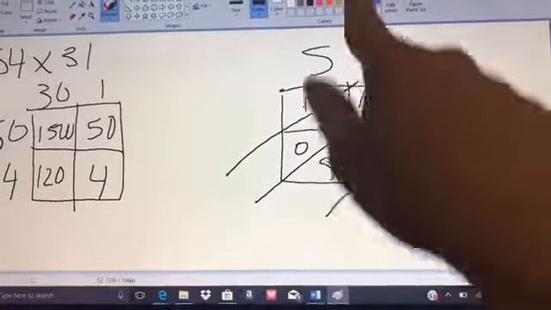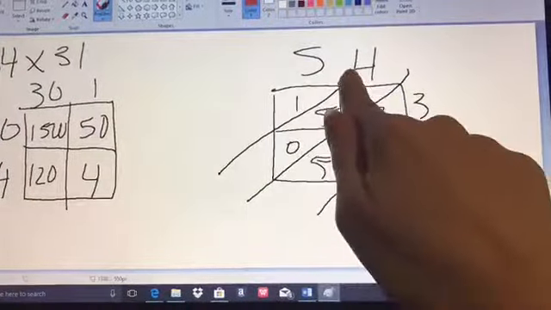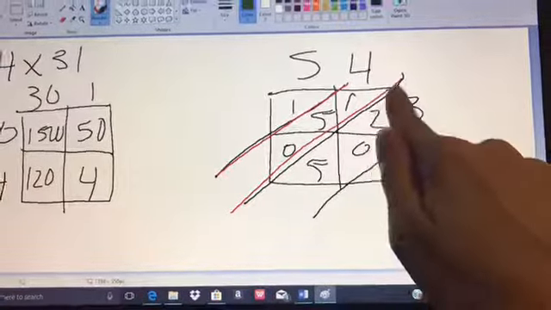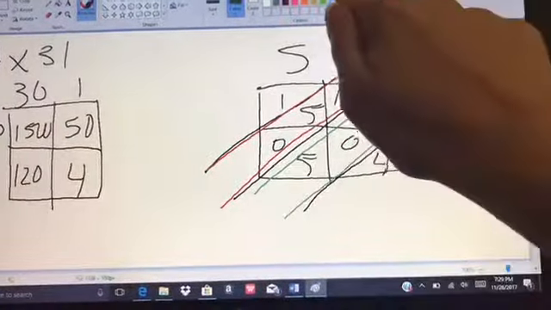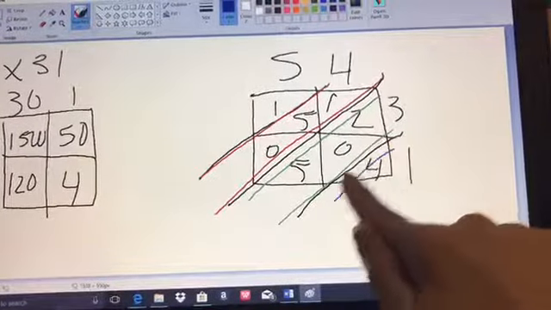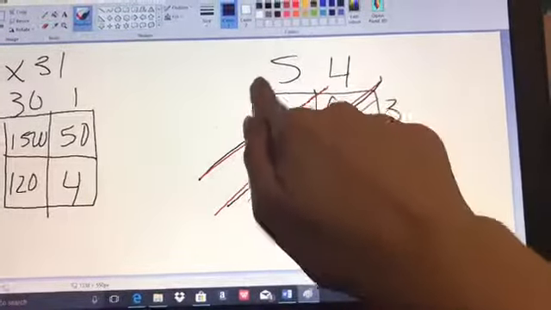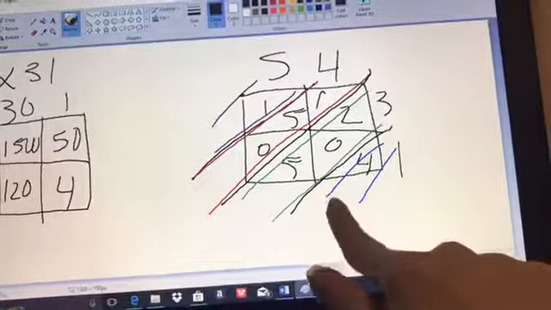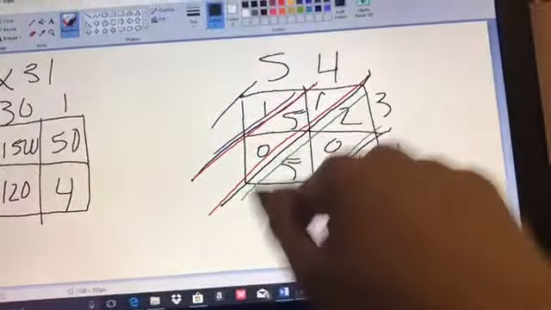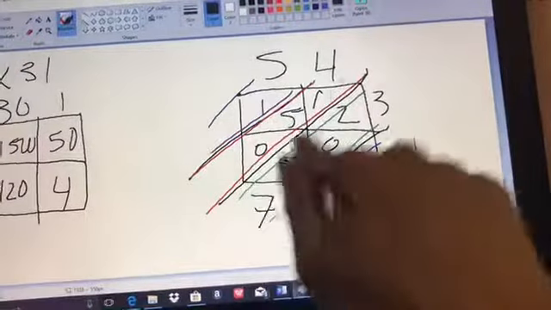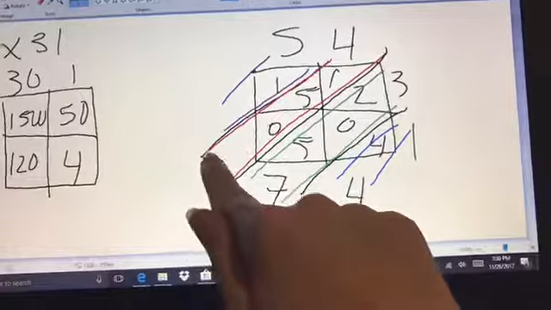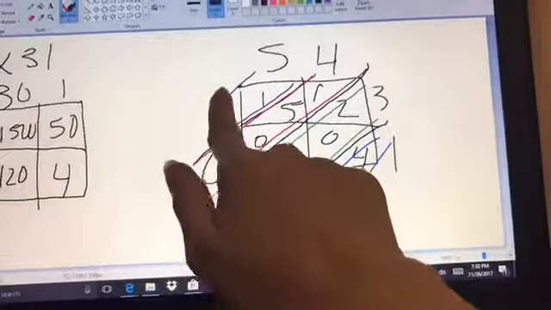So I'm going to color coordinate these so we can see them a little bit better. These diagonals. And let's do blue and purple. All right, so this blue column, we only got a 4, so 4. 5 plus 2 is going to give us 7 for the green. The red is going to give us 6.